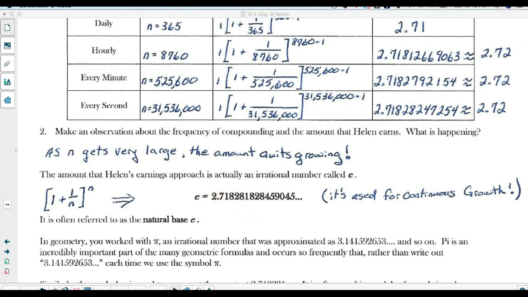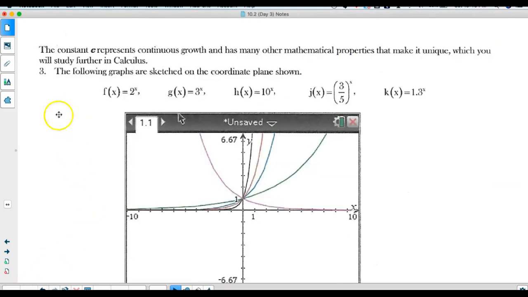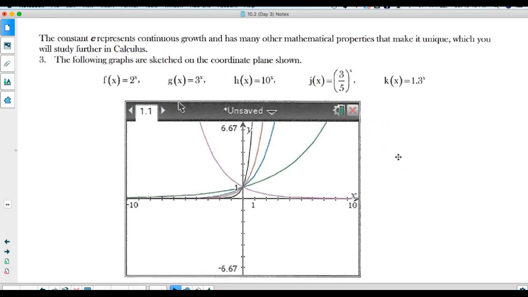So when we move on to our next page, the constant e represents continuous growth. You know when you're using this continuous growth function because they actually say continuous growth. There are many other mathematical properties that make it unique, and you will see e used a lot in calculus when we hit integration and derivatives. The following graphs are sketched here. We have 5 graphs in this plane.